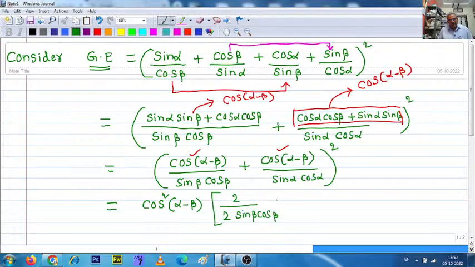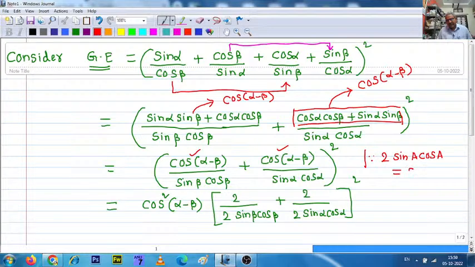Even you can apply the multiple submultiple concept also. This also is 2 by 2 sin alpha cos alpha. It makes no difference for us. Am I correct? I hope it's very clear to you. Now my dear students, we know that we have one beautiful concept, 2 sin A cos A is nothing but sin 2A. Am I correct? 2 sin A cos A is equal to sin 2A. So that means 2 sin beta cos beta and 2 sin alpha cos alpha, accordingly we can write.